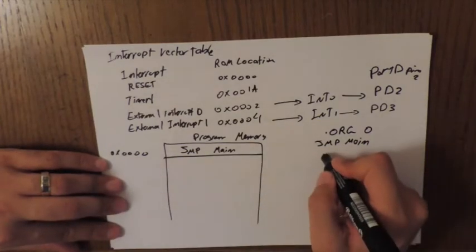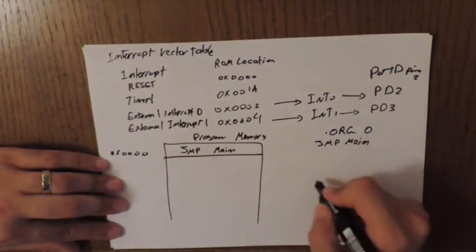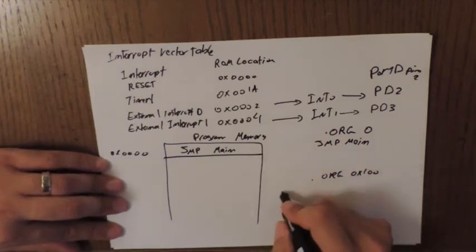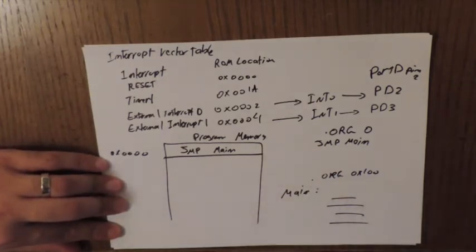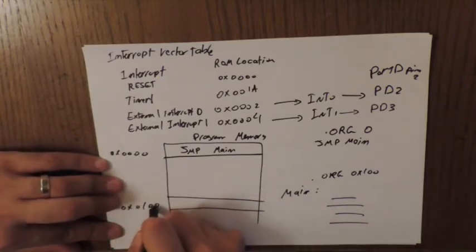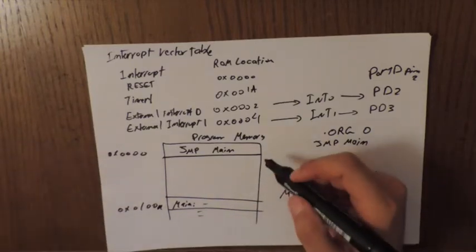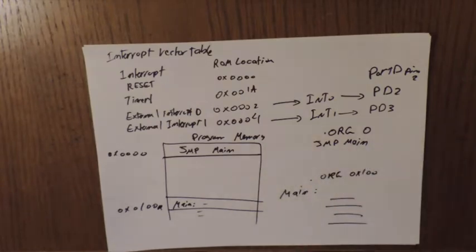Then I need to leave some space for those interrupt vectors to fill. So I can say .org 0x100, and this is my main program. Somewhere here at 0x100 I have main, and this is where my code goes. Notice how I left enough space for all the vectors so that I cannot overlap.